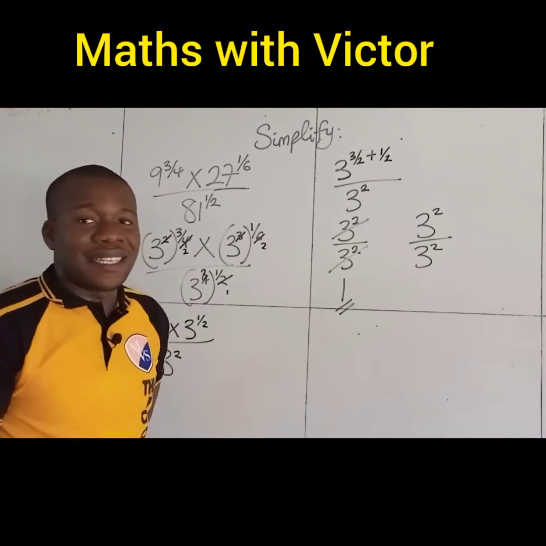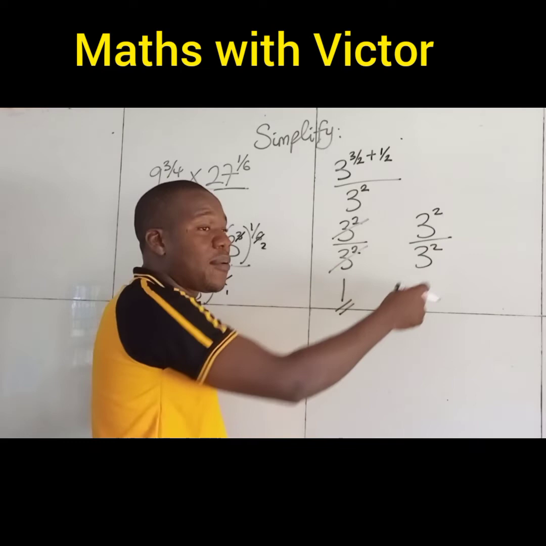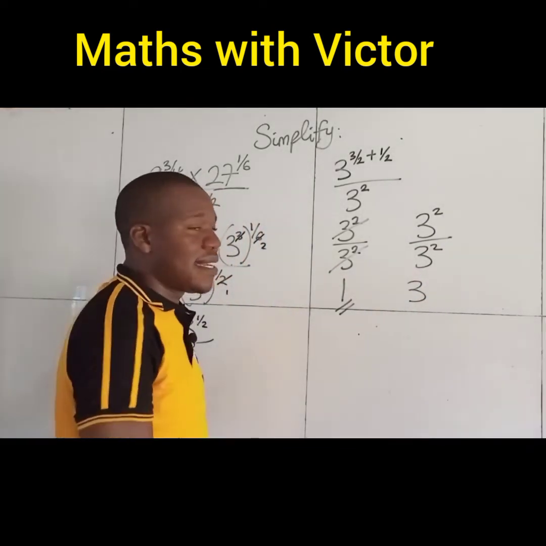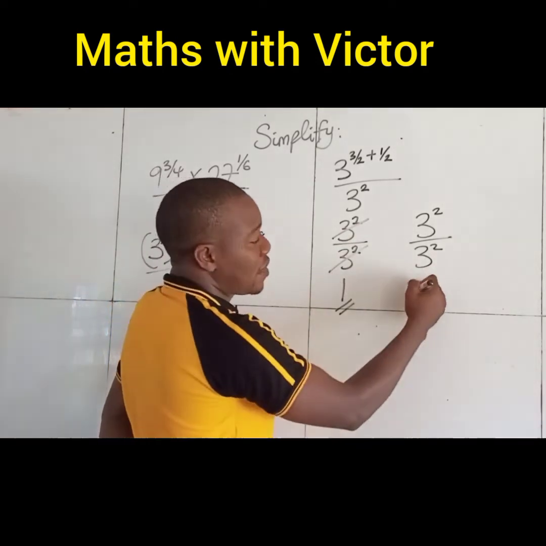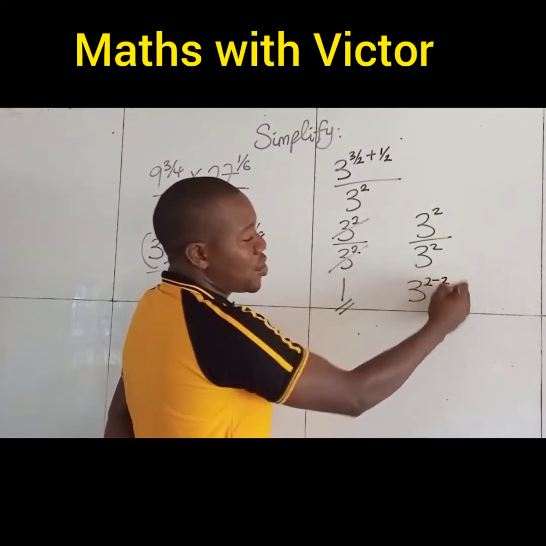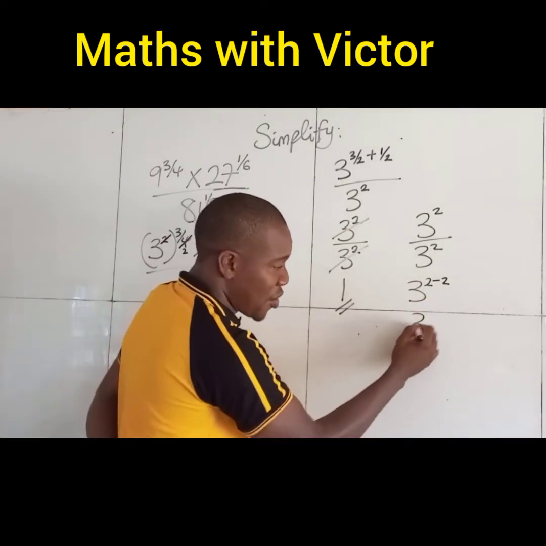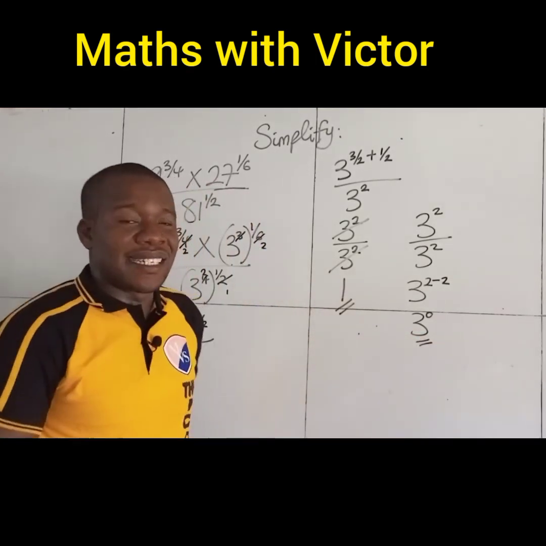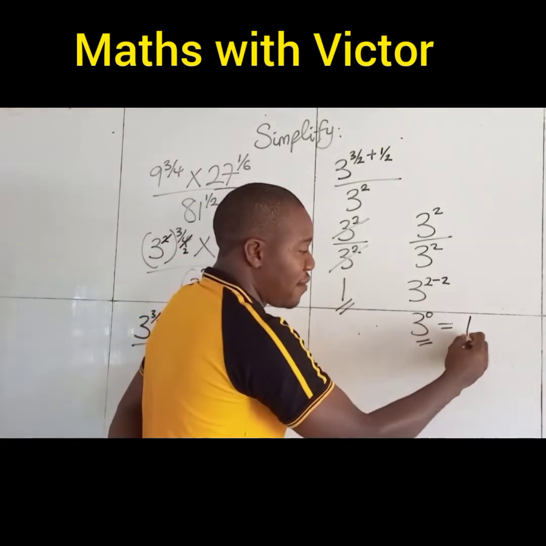In your second law of indices, remember, when you have a base to a power, dividing the same base to a power, simply pick the common base and subtract the powers. That's the second law, the law of subtraction of powers. So when I do that, I have 3 raised to the power 2 minus 2. And 2 minus 2 gives you 0. So this is 3 raised to the power 0. And if you can recall the zero law of indices, anything raised to the power 0 gives you 1. So 3 raised to the power 0 gives 1.